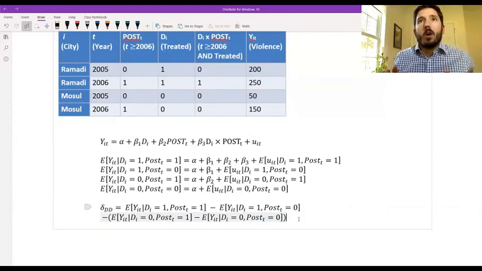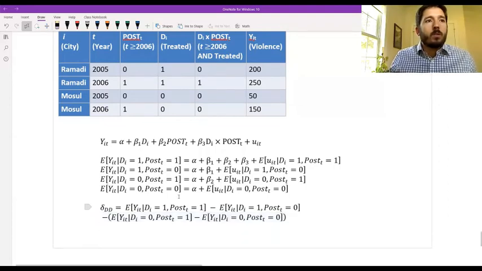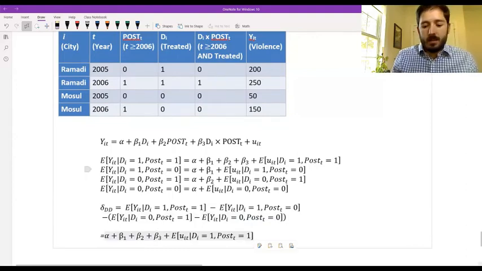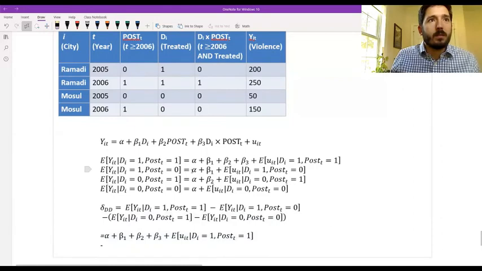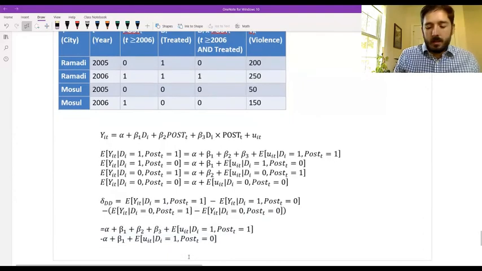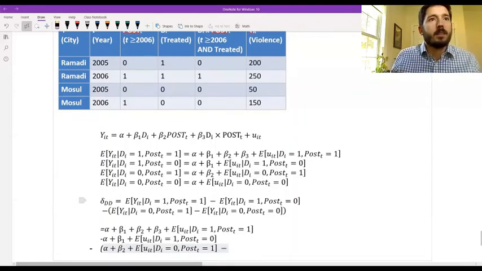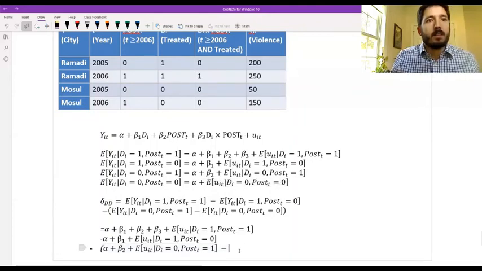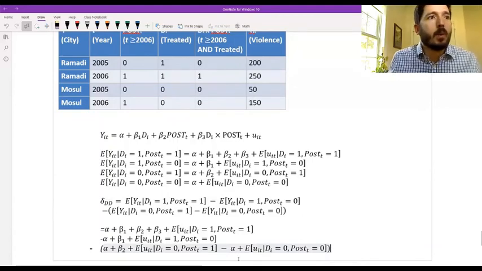How does that relate to our regression? Well, let's plug all this stuff in and see what happens. We've got this guy here. Let's do it in lines so we can keep track of it a little bit better. Minus this guy here that we've plugged in, minus this guy, minus this guy, and they're in parentheses there.